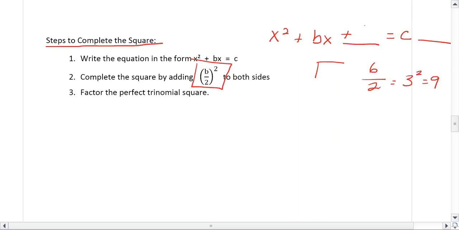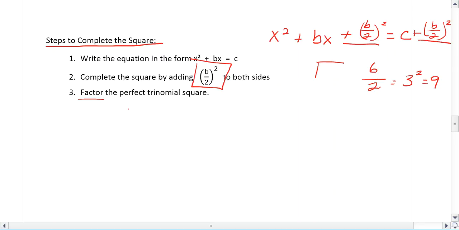And that is what you add to both sides. You add it on this side and this side. Then the square is complete. Now we need to solve it, so we factor the trinomial square, and then we will do the steps of solving by taking the square root of both sides.